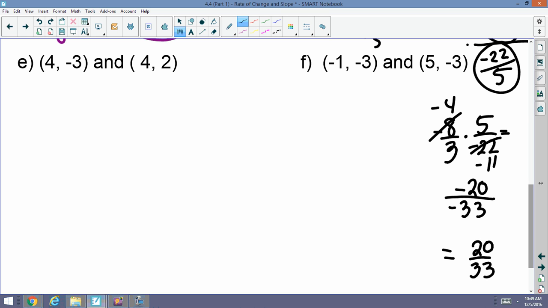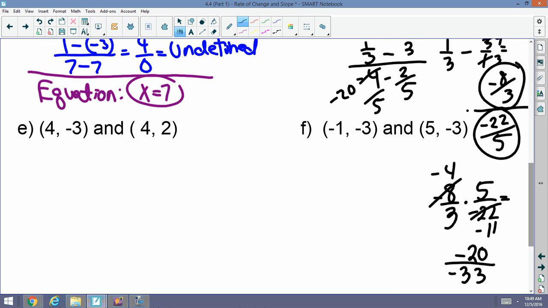Great question. Even if this was an improper fraction, you never make it into a mixed number, because I need a rise over run. If you have it in a mixed number form, I won't know my rise. And if you have it in a decimal form, I won't know my rise. So with mixed numbers or an improper fraction, you leave it as an improper fraction, please. Okay, next.